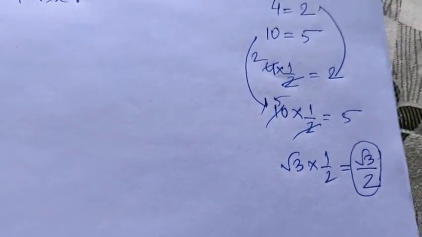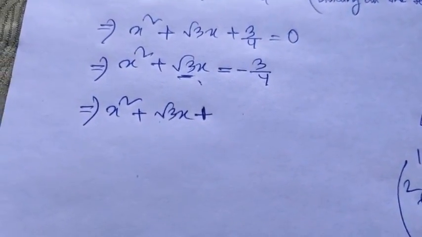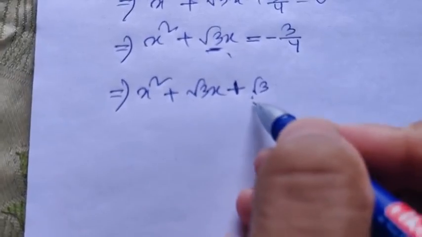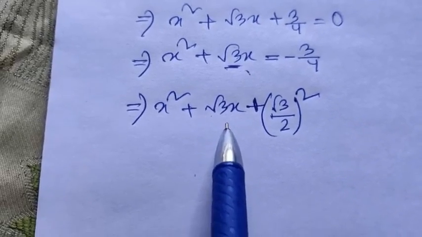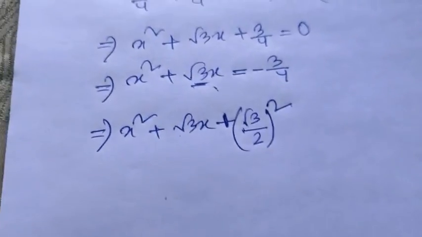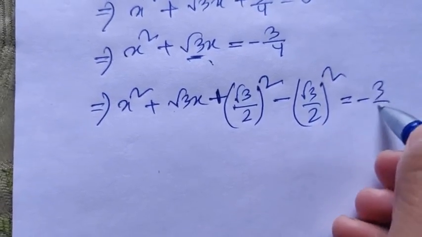Students, look, I am not doing this for time pass. We already know that we are doing this method, completing the square method. So the coefficient of x is root 3, and half of root 3 is root 3 by 2, and we take its square. So see, the square of that, plus, x square plus root 3 x as it is, and after that plus the square, and on the other side we have minus 3 by 4. So what will I do now? Minus root 3 by 2 whole square is equal to minus 3 by 4.